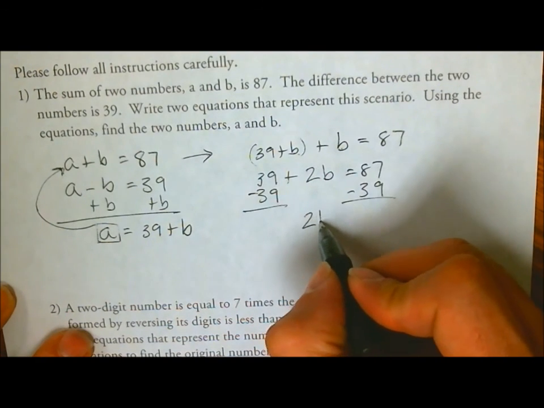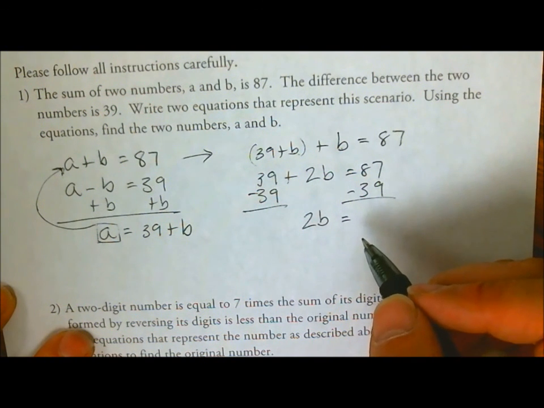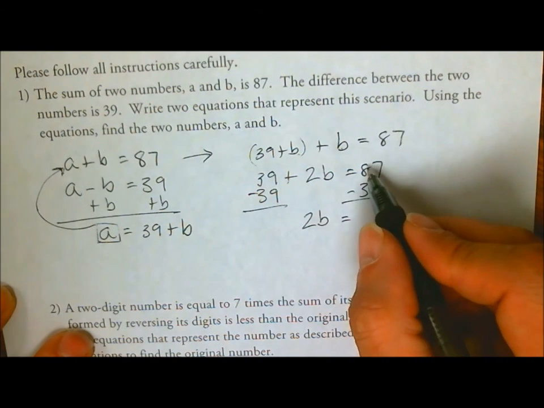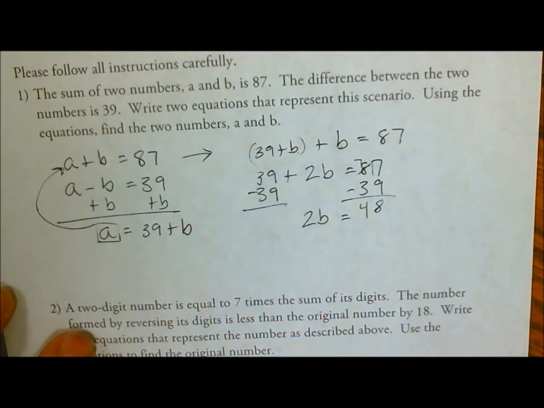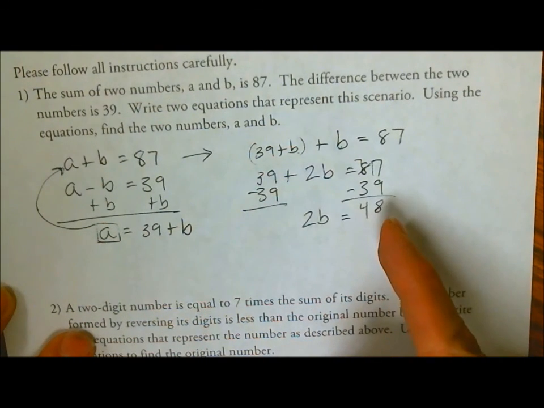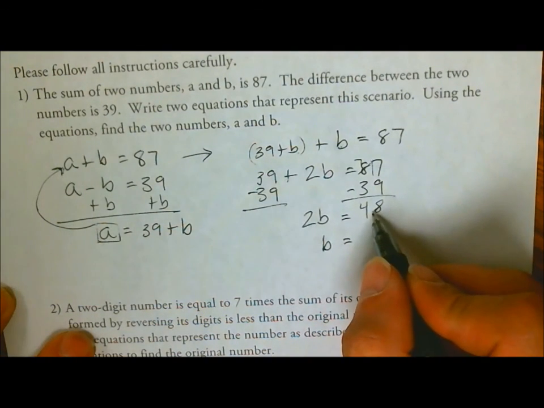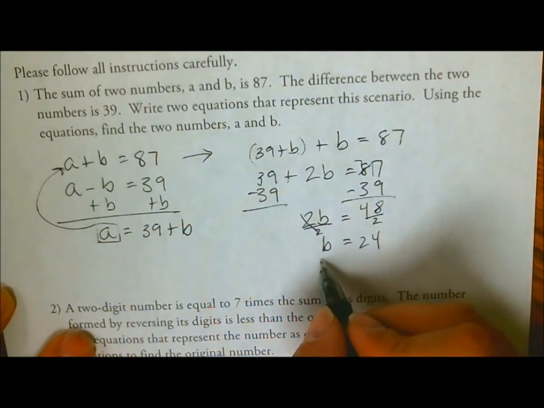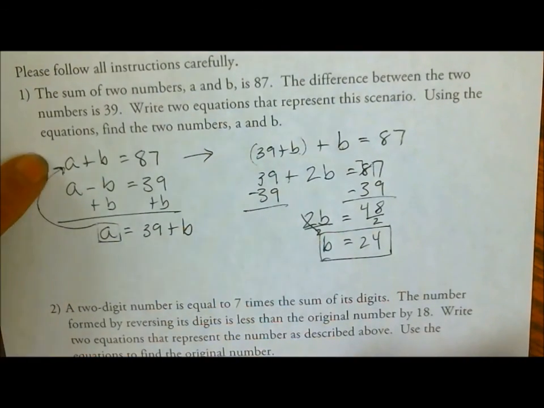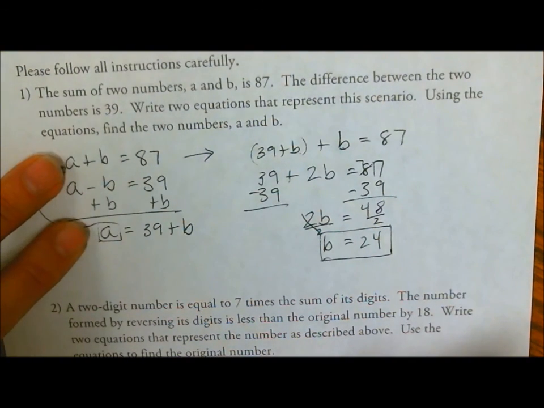And I get 2B is equal to 87 minus 39. 87 minus 39 is, let's see, 8, 7, 17, 8, 48. 2B is equal to 48. If 2B is 48, then half of 2B, or B, is equal to half of 48, which is 24. In other words, divide both sides by 2, and I get B equals 24. Now that I know what B is, I can come back up here into this one, or this one, put B in, and solve for A.